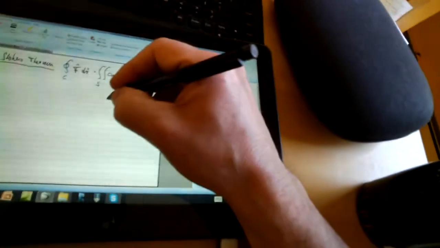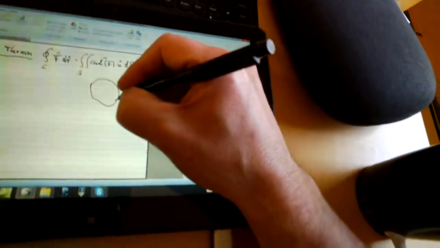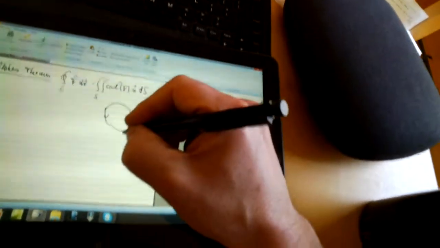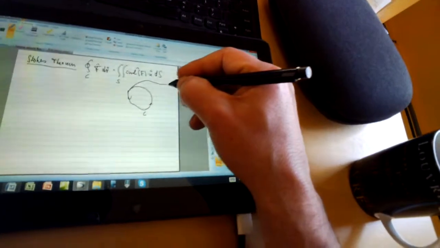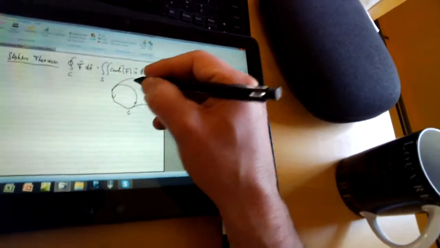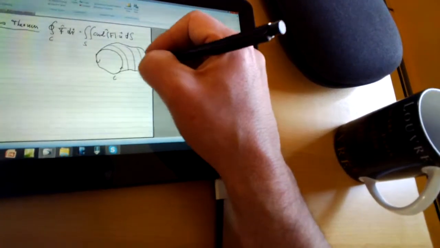And what is the picture? What is the relation between the surface S and the curve C? Well, the curve C bounds S. So here's the curve C, somewhere in 3D, positively oriented like this. This is the curve C. And it bounds some surface S that floats around in 3D space, like so perhaps.